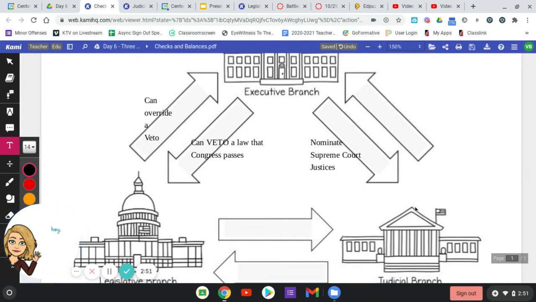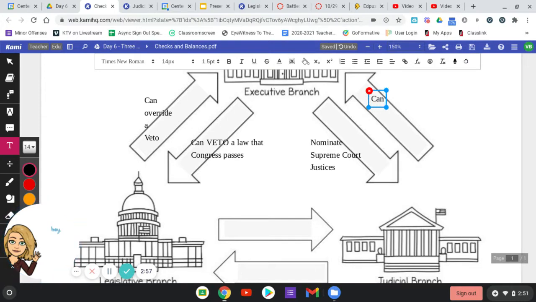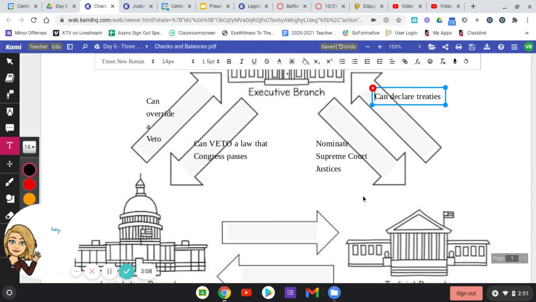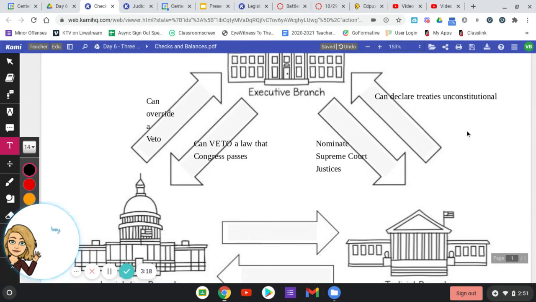So how does the judicial branch check the executive branch? Well, the judicial branch can, in effect, declare treaties unconstitutional. So a president can make a treaty, and the judicial branch can then go ahead and declare it unconstitutional.